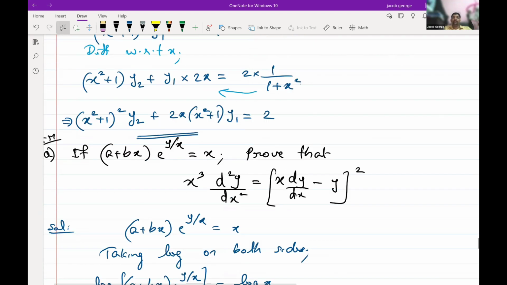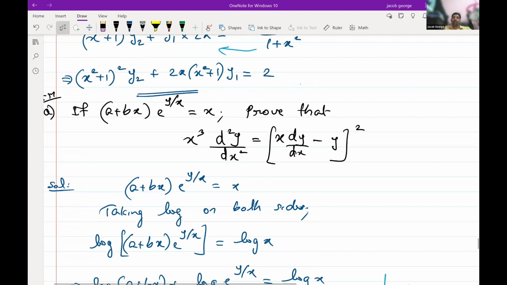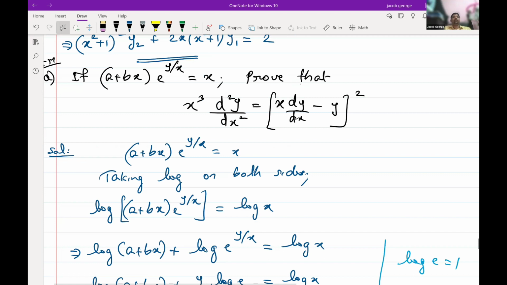Next is one of the lengthy questions, an important question also on second derivative. If (a plus bx) into e raised to y by x equal to x, then prove that x cube d square y by dx square is equal to (x dy by dx minus y) the whole square.